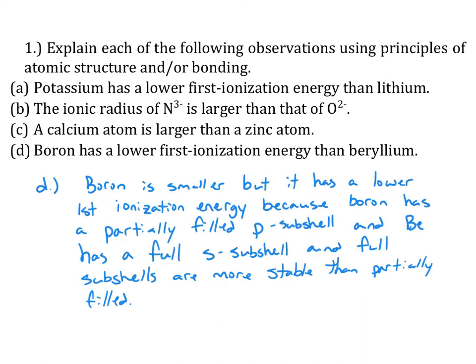This last one addresses the anomalies you see when you're looking at a partially filled subshell versus a full subshell. Boron is smaller in size, and you would think that it would have a higher ionization energy. But because boron's electron is coming from a partially filled p subshell, beryllium, on the other hand, has a full s subshell, and a full subshell is more stable than a partially filled subshell. So that is why beryllium has a higher first ionization energy, or to answer the question, boron has a lower first ionization energy than beryllium.